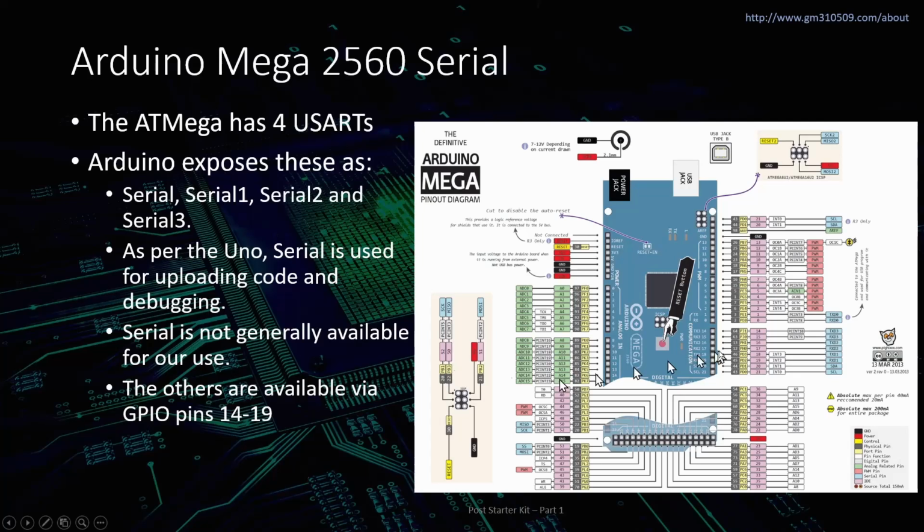On the Mega, it has a lot more I/O, and as per the Uno, Serial is used, and that's these pins 0 and 1. So Serial is used for upload, and it's not available to us. But there are others available on pins 14 to 19. So I'll look at that a bit more closely.